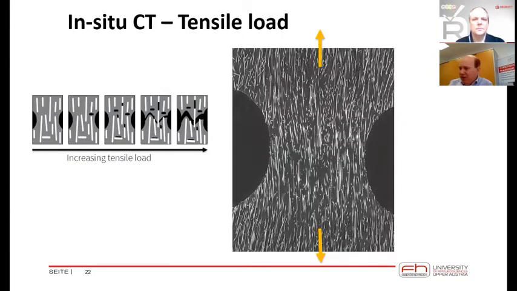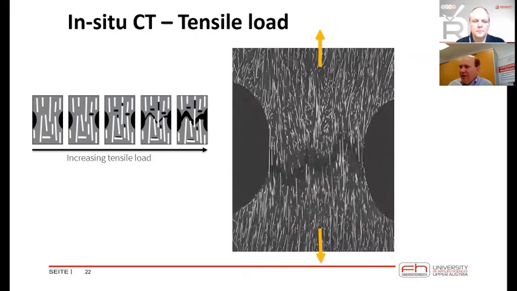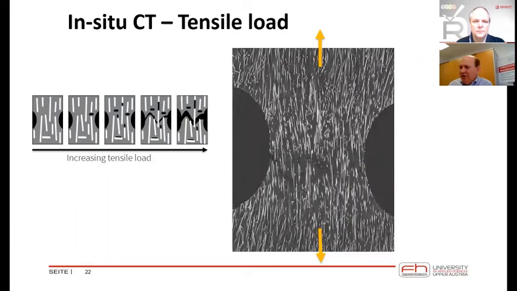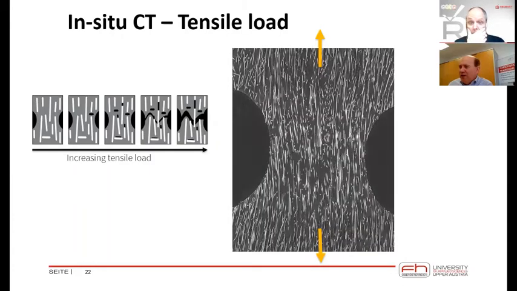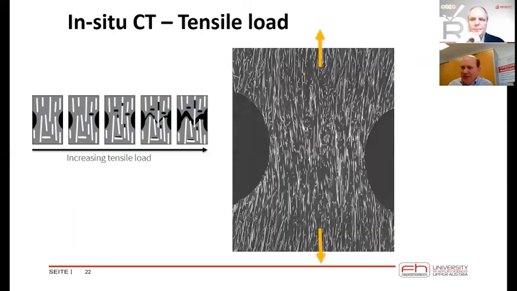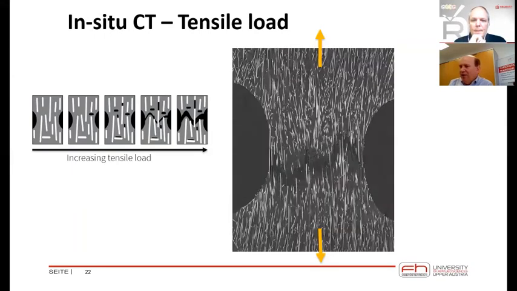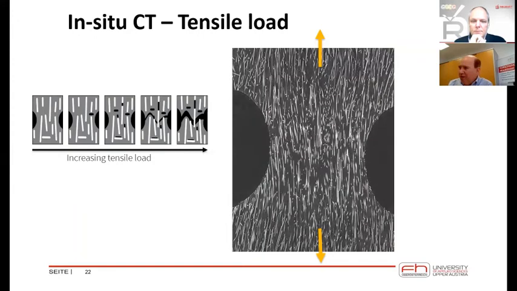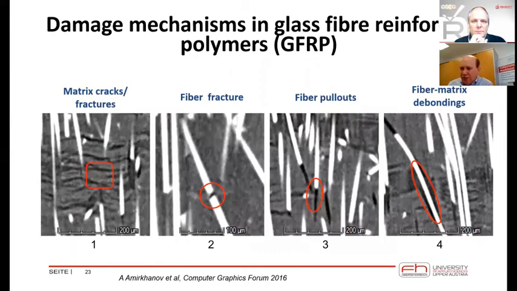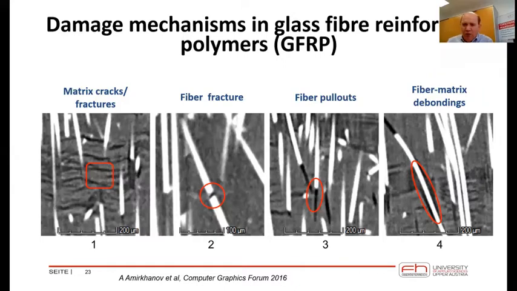What happens when you use such an in situ test rig? So here you see on the right side a tensile sample. And here we have glass fiber and polymer. And we increase the force. And when the force is too big, the sample breaks. Because before breaking, some damage is introduced. Some matrix cracks are introduced. Some fiber fracture might be introduced. Some fiber pullouts, so the fibers are pulled out of the polymer. Or some fiber matrix debondings are happening. So this means that the connection between the fibers and the matrix is not so good anymore.